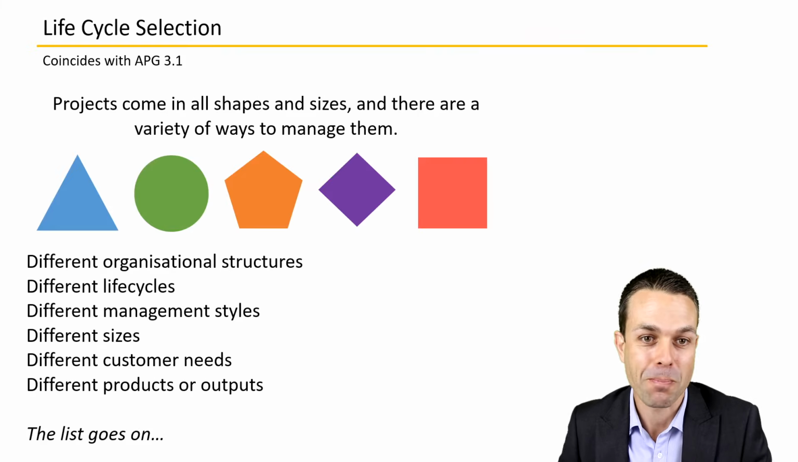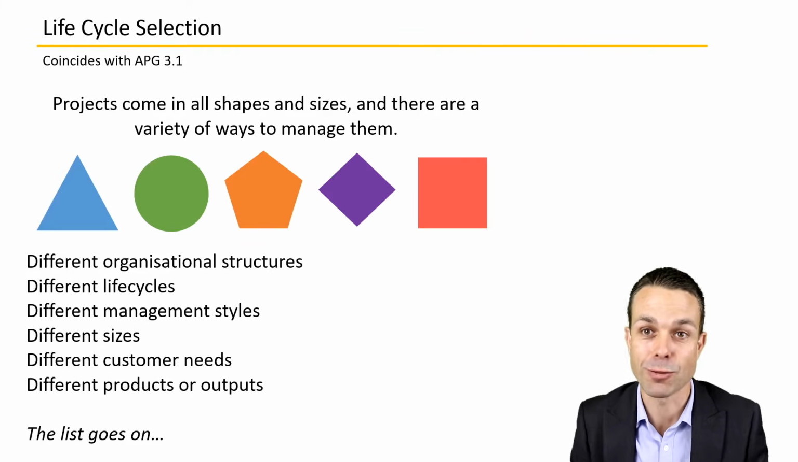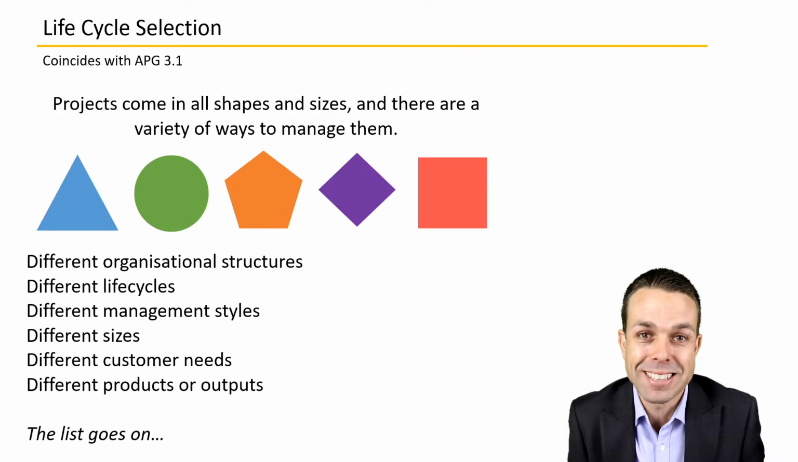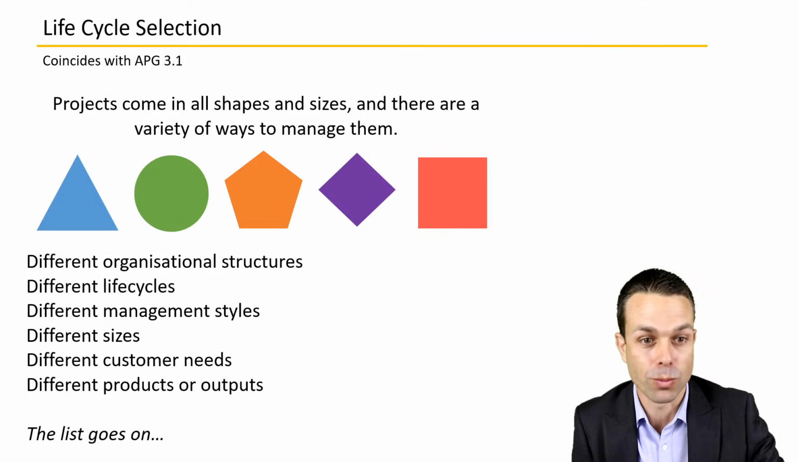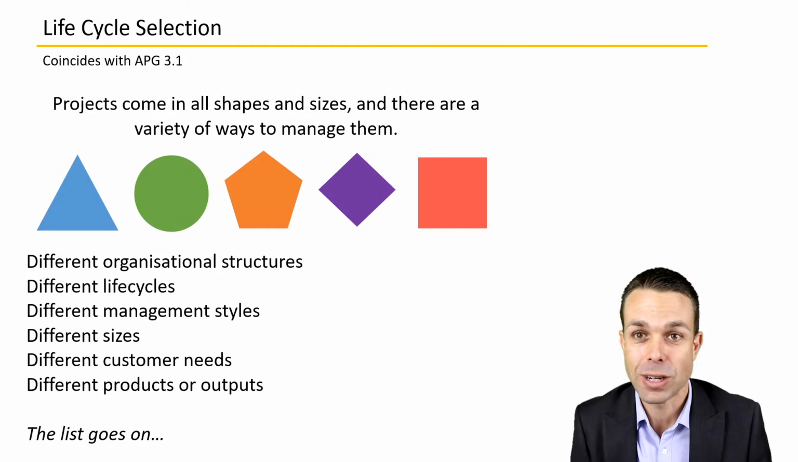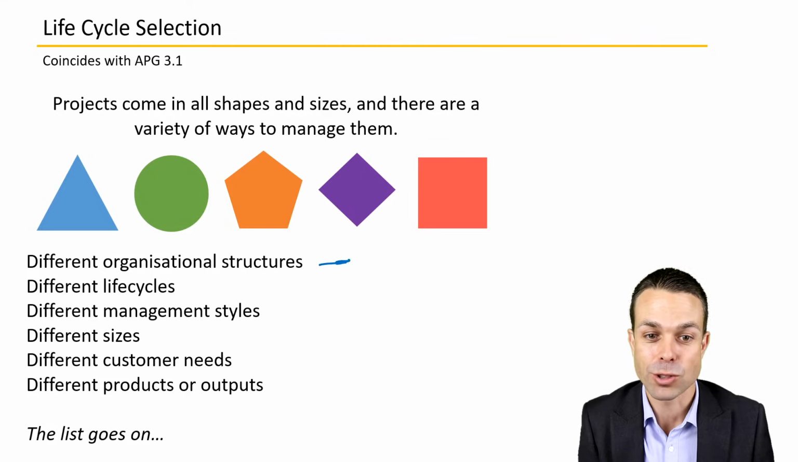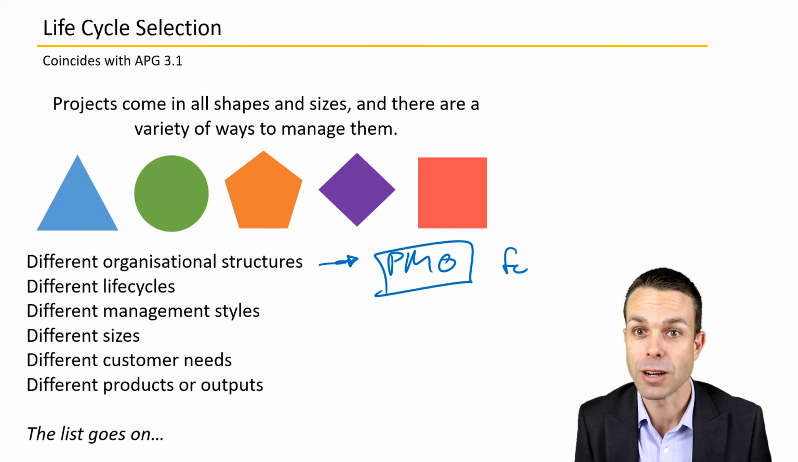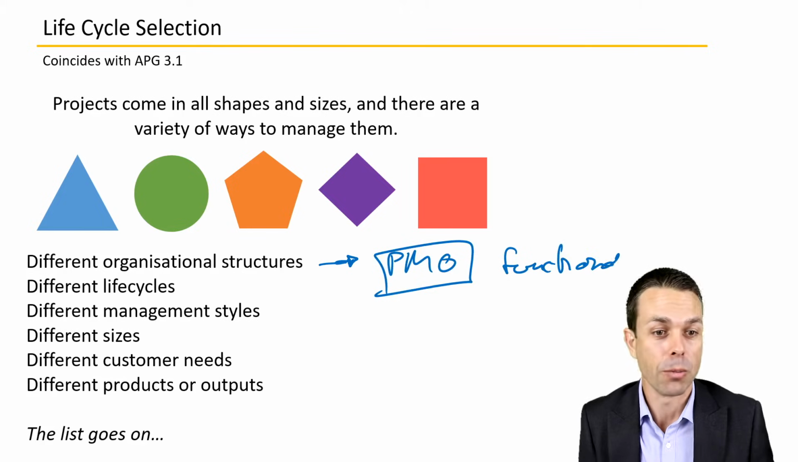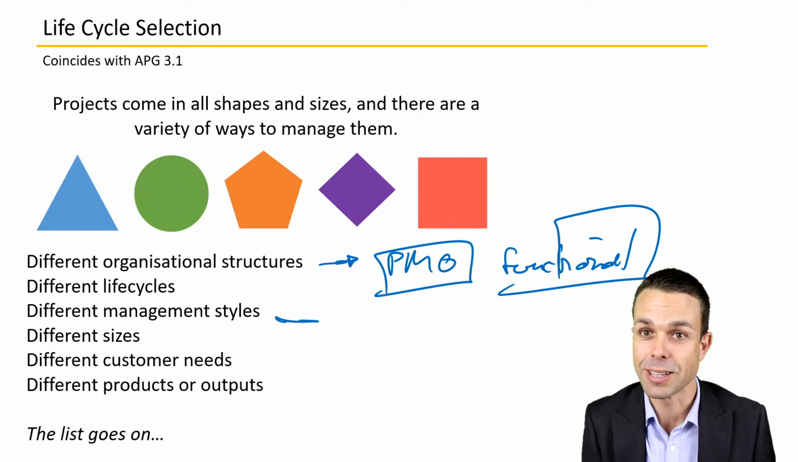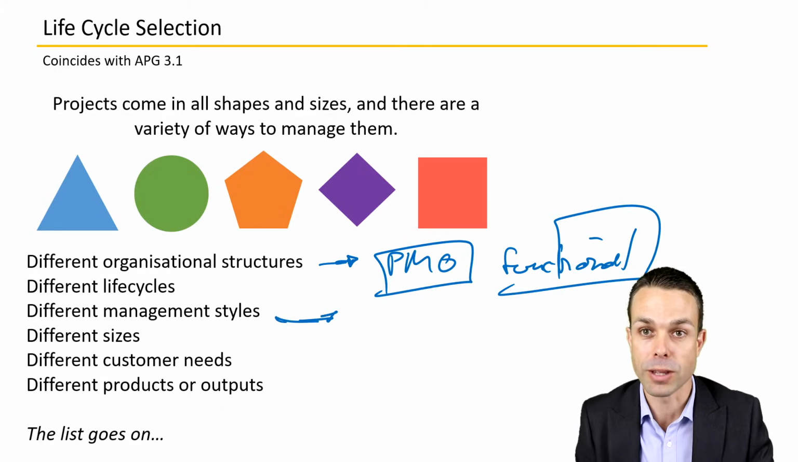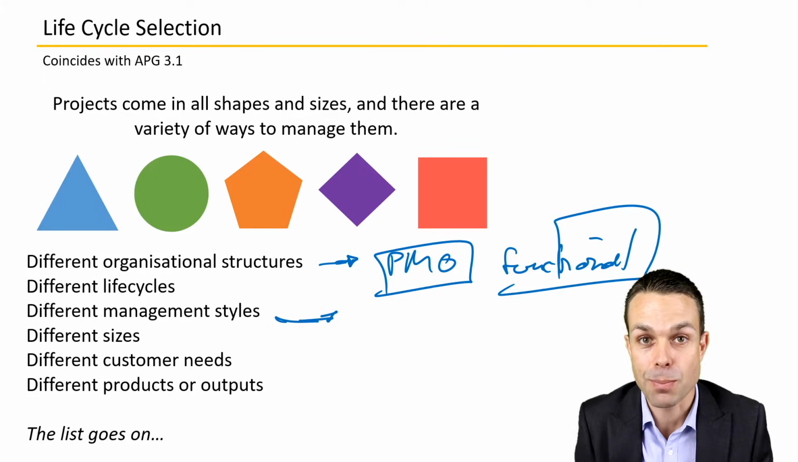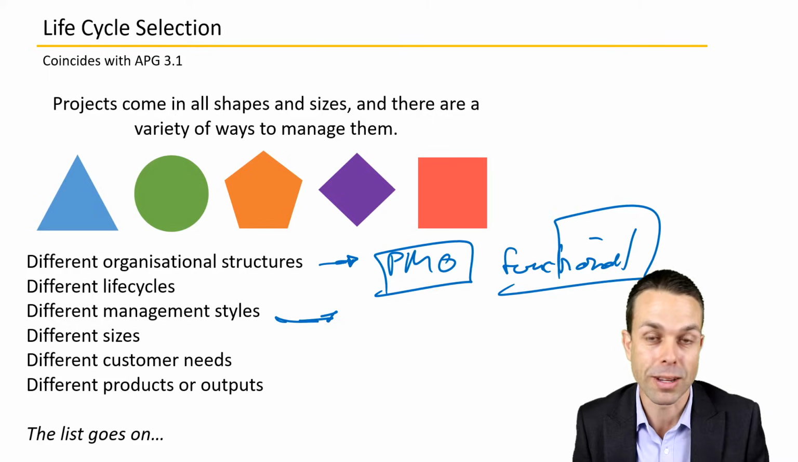And the reason there are different types of life cycles is to fit the situations that we're going to find ourselves in when we're developing products or working along projects. And those situations include different organizational structures. So you might be working in a project management office, you might be working for a functional manager, for example, or there are different management styles within these as well. So you might have a directive management style that you're working with, or you might have more democratic management styles where people want all of their input and that sort of thing.